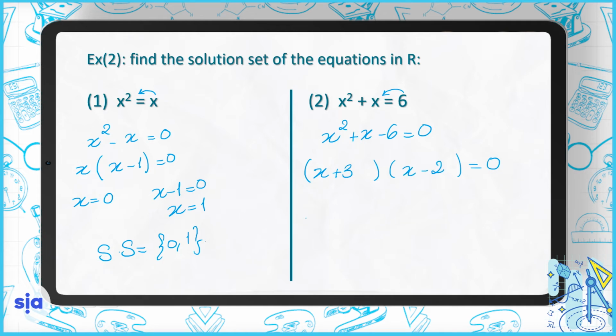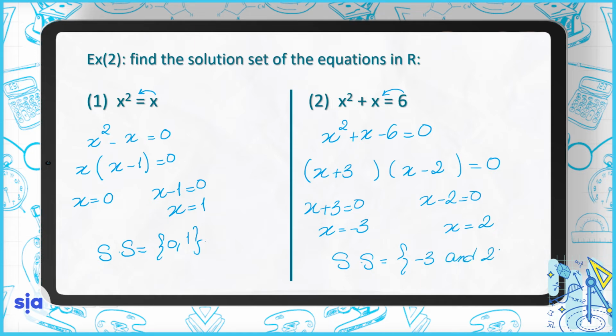Yes, they are x plus 3 and x minus 2 because they are the 3 and the 2. So x plus 3 equals 0, while x minus 2 can also be equal to 0. So x can be negative 3 or x can be 2. So in this case, the solution set of this equation is negative 3 and 2.